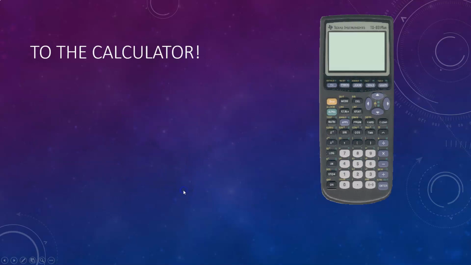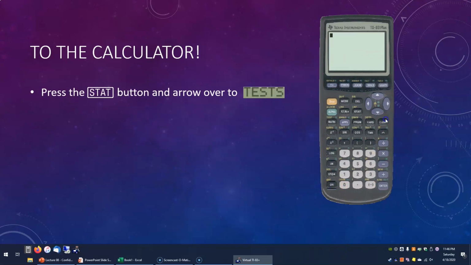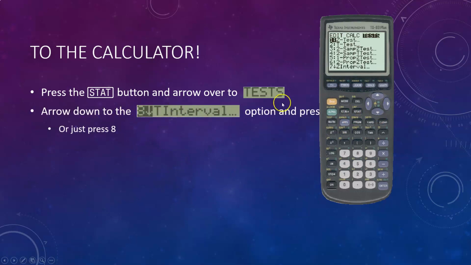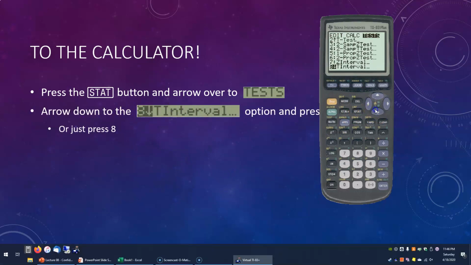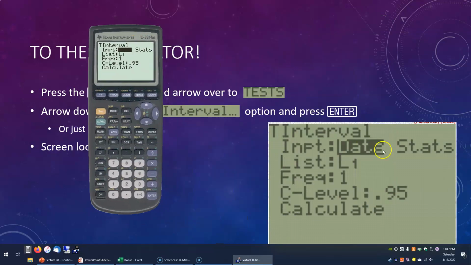So to the calculator, first of all, turn it on if you haven't yet. Hit the Stat button and arrow over to Tests. You want to go down to option 8, which is T interval, or you can just press 8 on the keypad. Now we'll talk about the data option in a second. For the moment, arrow over to stats and press enter.